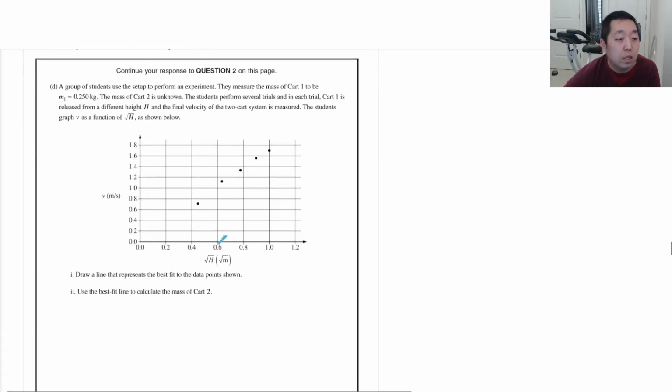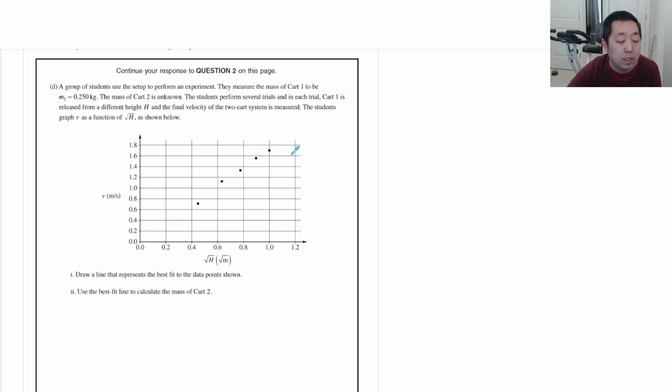A group of students use a setup to perform an experiment. They measure the mass of cart 1 to be 0.25 kilograms. The mass of cart 2 is unknown. The students perform several trials. At each trial, cart 1 is released from different heights, and the final velocity of the two-cart system is measured. The students' graph of v as a function of root h is shown.